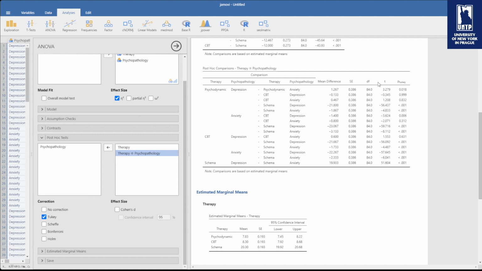And now we will go into this table over here, the table with the post-hoc in the interaction effect. So we have the main effect of therapy here, and we want to see how therapy differs at different levels of psychopathology. So psychodynamic therapy and depression, and the difference between psychodynamic and anxiety, it is significant because it is below 0.05. It is not for CBT, not for CBT and anxiety, but it is between psychodynamic depression and schema and depression.